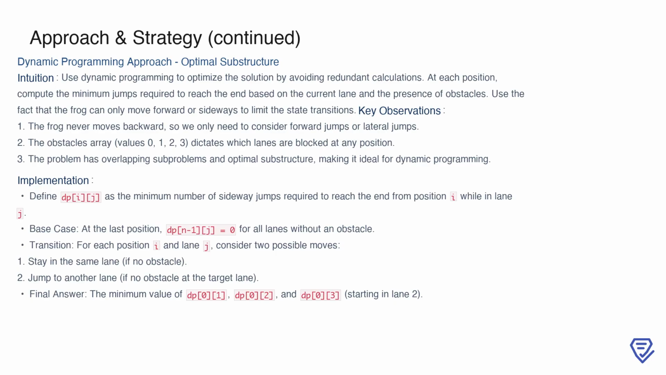The transitions involve two possibilities, either staying in the current lane, if it's clear, or jumping to another lane, if the target lane is not blocked. Finally, the result is the minimum value of dp[0][1], dp[0][2], and dp[0][3], since the frog starts in lane 2. This method systematically breaks the problem into smaller, manageable pieces while ensuring efficiency.